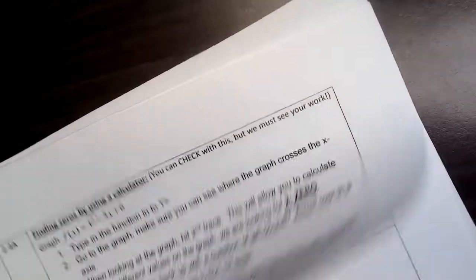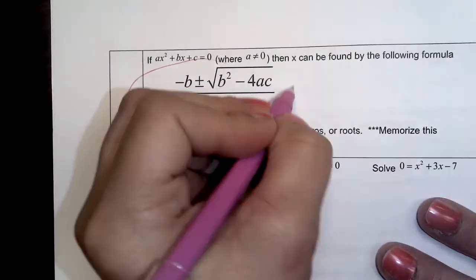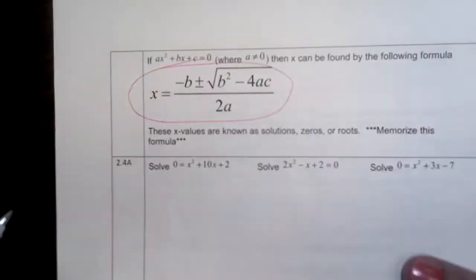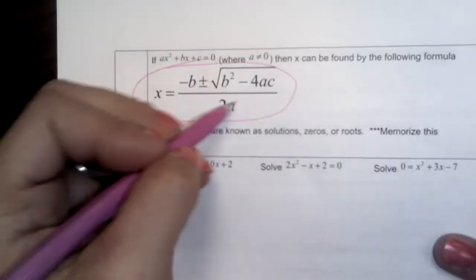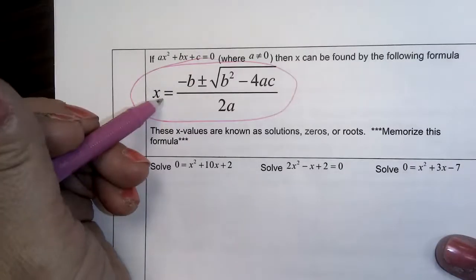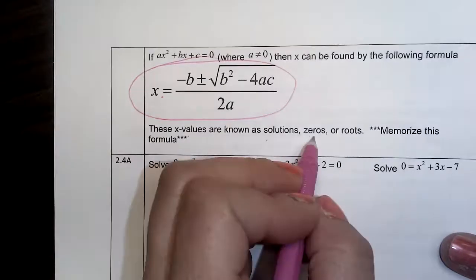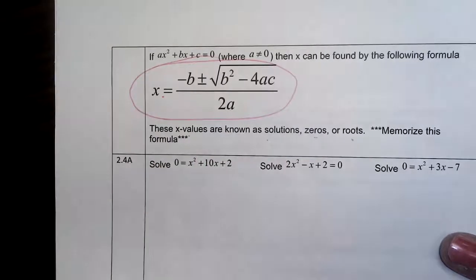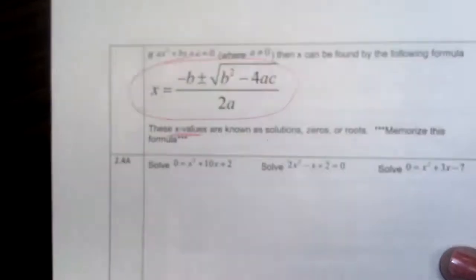And then the last method we're going to talk about today is the quadratic formula. So you guys have seen this before. So memorize this. I am not giving you this on a test. You have to have this memorized. So negative b plus or minus square root of b squared minus 4ac all over 2a. Okay, is another way to solve for x. Remember, the x values are called solutions, zeros, roots, okay, x-intercepts. Okay, that's what we're doing when we're solving for x.